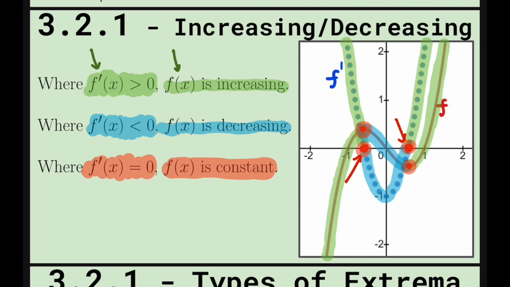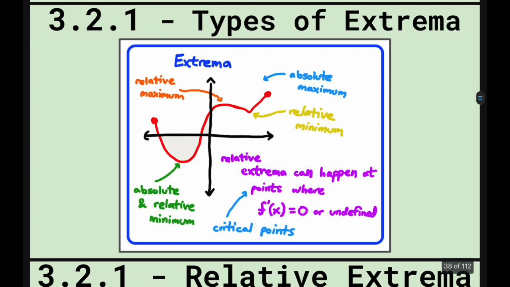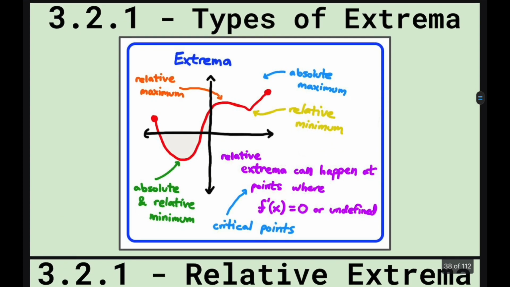You can see the original function, the f graph right here, it maxes out or it mins out there relative to what the points are around it. So it's a relative max and a relative min. Okay. Now, just to kind of solidify this understanding of extrema a little bit more, I'm going to tell you all about all the flavors of extrema that you can have.